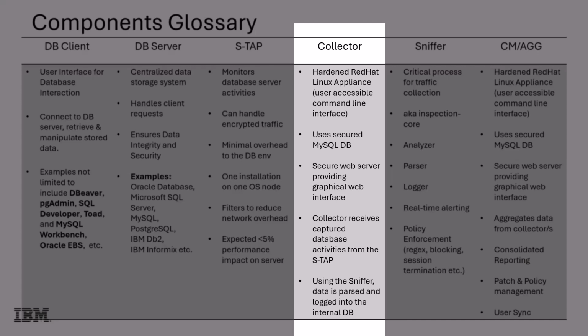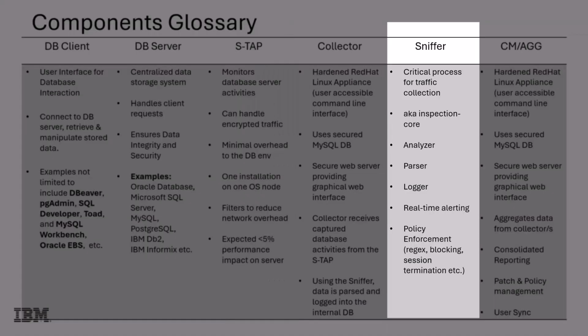Database activity data is parsed and evaluated on the collector. The inspection engine applies action based on the installed security policy. Logging is stored in the normalized relational database. Alerts are sent based on the notification configuration, and control signals are sent to the STAP for filtering control and termination actions from the collector.